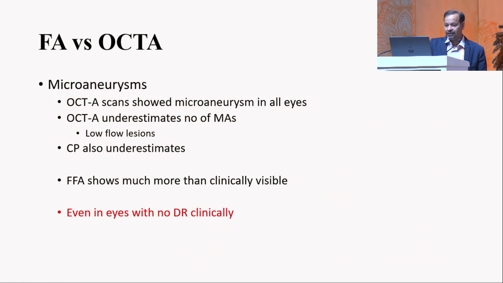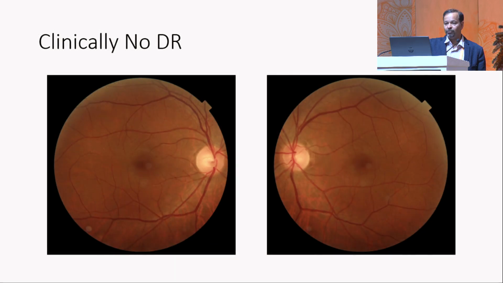microaneurysms are seen. What was very different in this particular study is that even in eyes where there was no clinical diabetic retinopathy, we found that OCTA could detect some amount of microaneurysms.